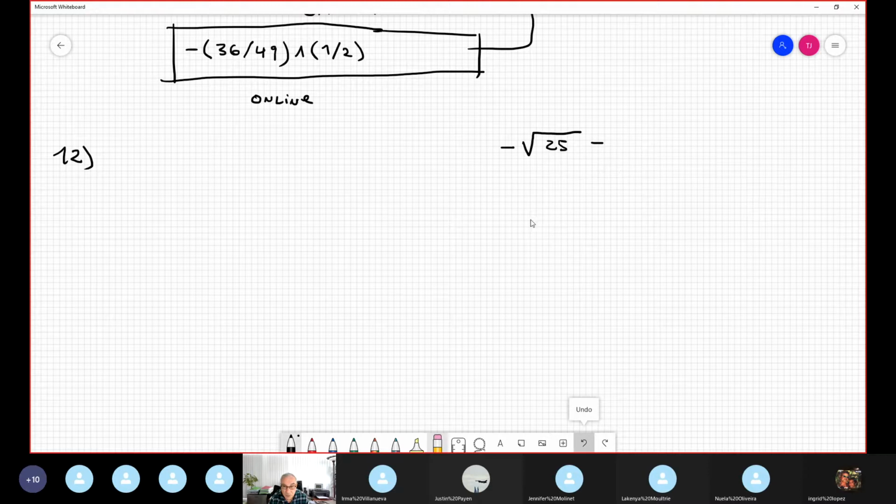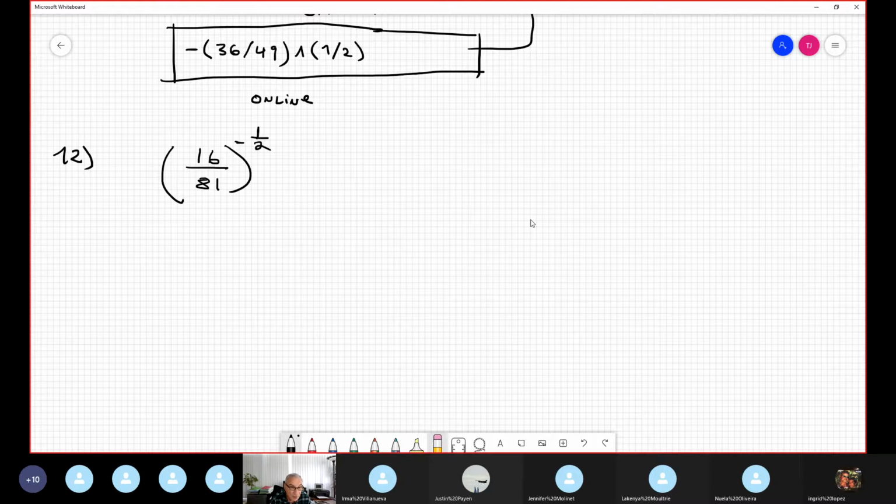Okay, suppose problem number 12 is similar. It is parenthesis 16 over 81 raised to the negative 1/2. Now the exponent is negative. And when the exponent is negative, I know the professor someday explained to me that it's the reciprocal, and reciprocal is flipped. And now we have 1/2 raised positive. Do you see the operation?